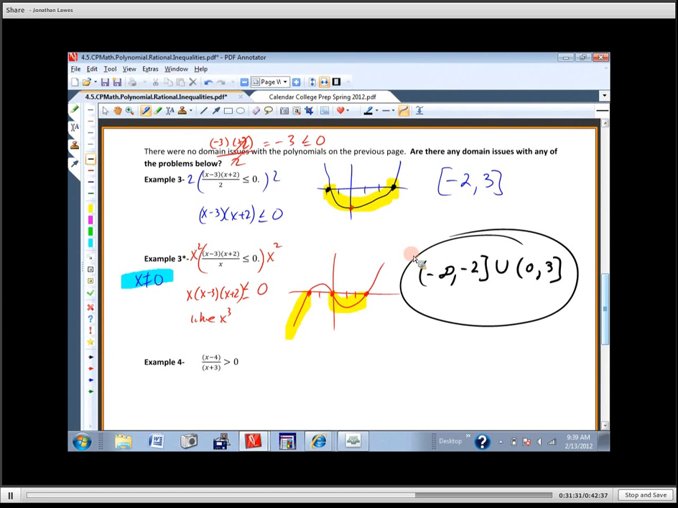No, because remember, the graph isn't the answer. It just helps us get the answer. If you wanted to think about what this would have to look like, this actually has a vertical asymptote here. It hits the x-axis here, and it hits the x-axis here. So it's going to look something like this.